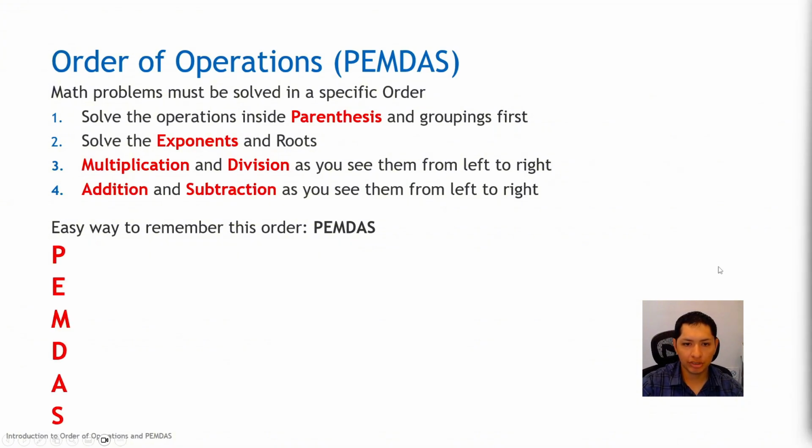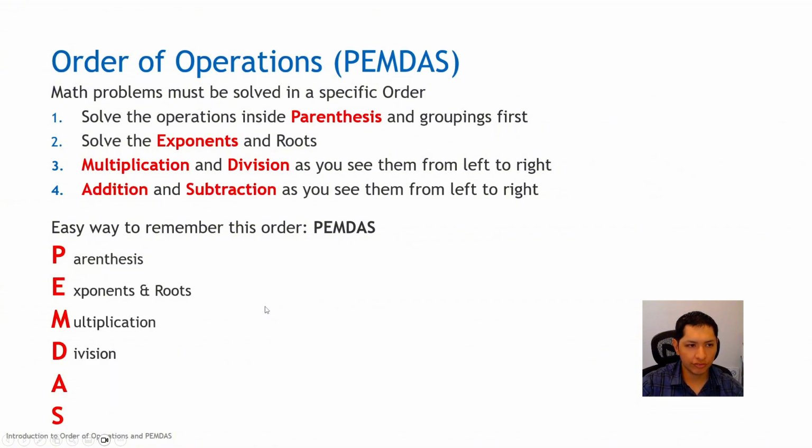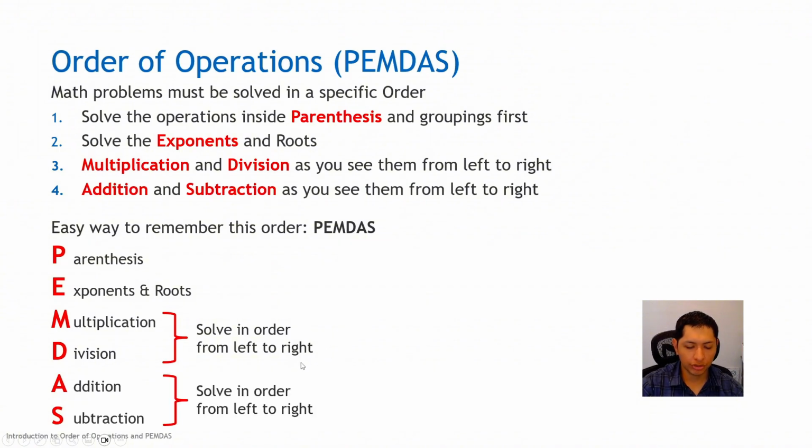So looking at how PEMDAS works, the first letter stands for each step in the order of operations. P stands for parentheses, E stands for exponents and roots, M stands for multiplication, and D stands for division. And there is, again, that note that multiplication and division are solved in order from left to right. So this is to highlight that you don't solve all multiplication first and then go back and solve all division. No, you solve them as you see them from left to right. And in the same manner, A stands for addition and S stands for subtraction, and you do those two together as well in order from left to right.